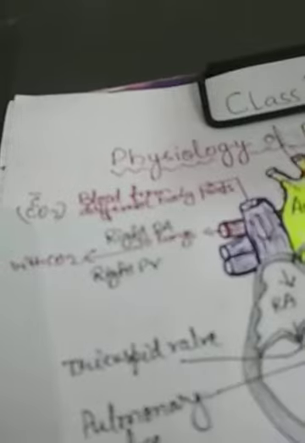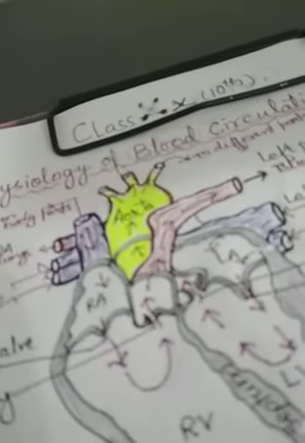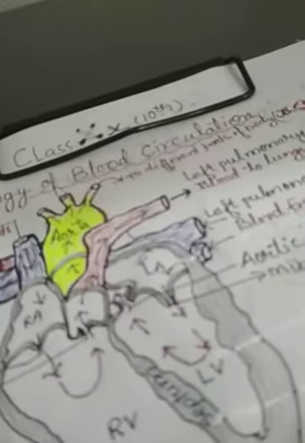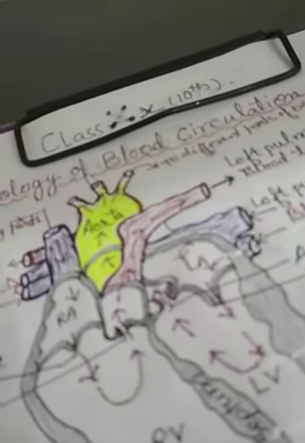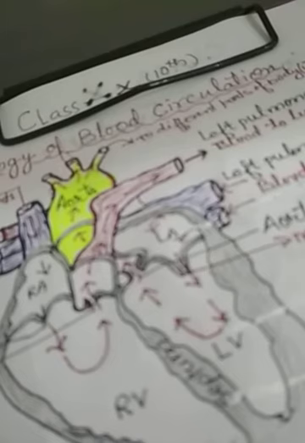So you see this blood is coming from the right pulmonary vein, and that blood is with oxygen. So oxygenated blood is entering from the lung, coming via the right pulmonary veins and left pulmonary veins into the left atrium, LA, and this blood goes to the left ventricle.